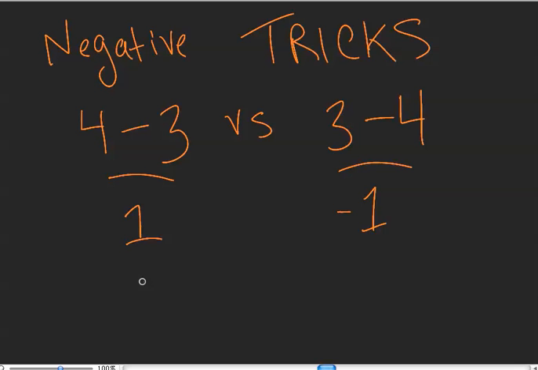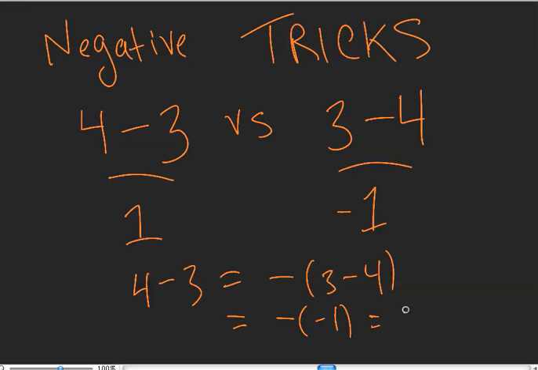So I might come up with a rule and say, well, 4 minus 3 is the opposite of 3 minus 4. And how do I write opposite? Just put a negative. Negative (3 minus 4). Why? Because what will it come out to? 4 minus 3 will be the negative of negative 1, which you know is just 1. Okay? So they're opposites of each other.